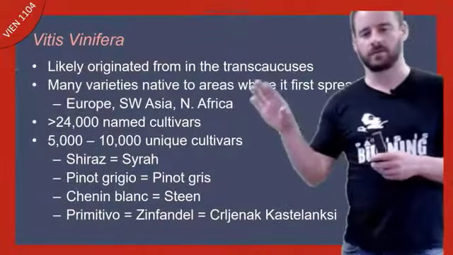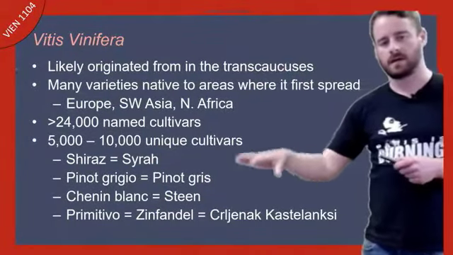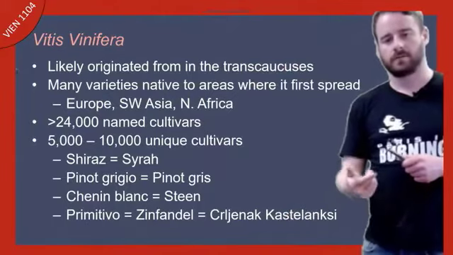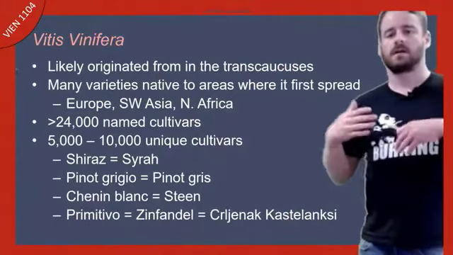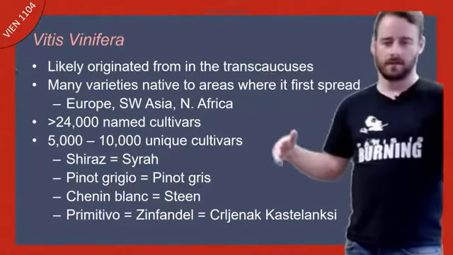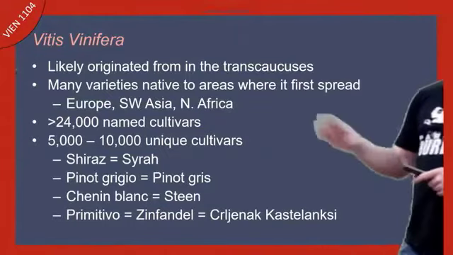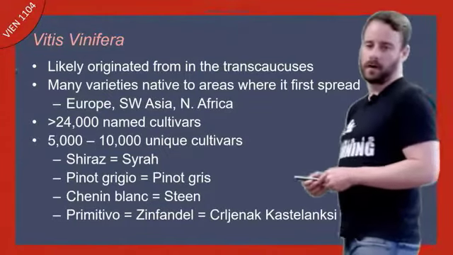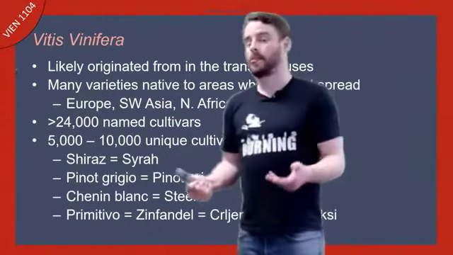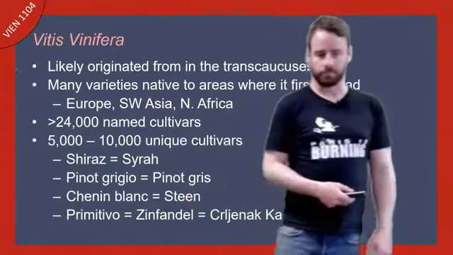And there's many different varieties, and it's spread. So it spread from the Transcaucasus down through Armenia, down through the Middle East, and then up through Egypt, and then from Egypt into Greece, and then Italy, and then around the Mediterranean, and then around the world. There are about 24,000 different named cultivars, but remember, we have grapes everywhere, all around the world, and we all have different names for things.